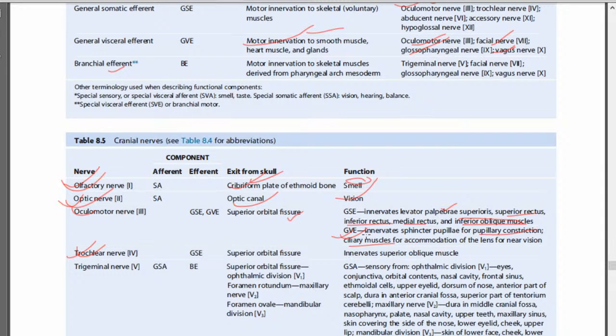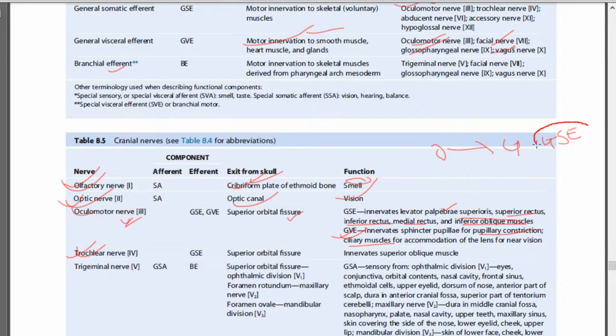So what does the oculomotor nerve supply? At first we need to know what it supplies, then we can know the components. The oculomotor nerve supplies the general muscles of the eye, such as levator palpebrae and the rectus muscles. These muscles are from somites, therefore it is general somatic efferent.